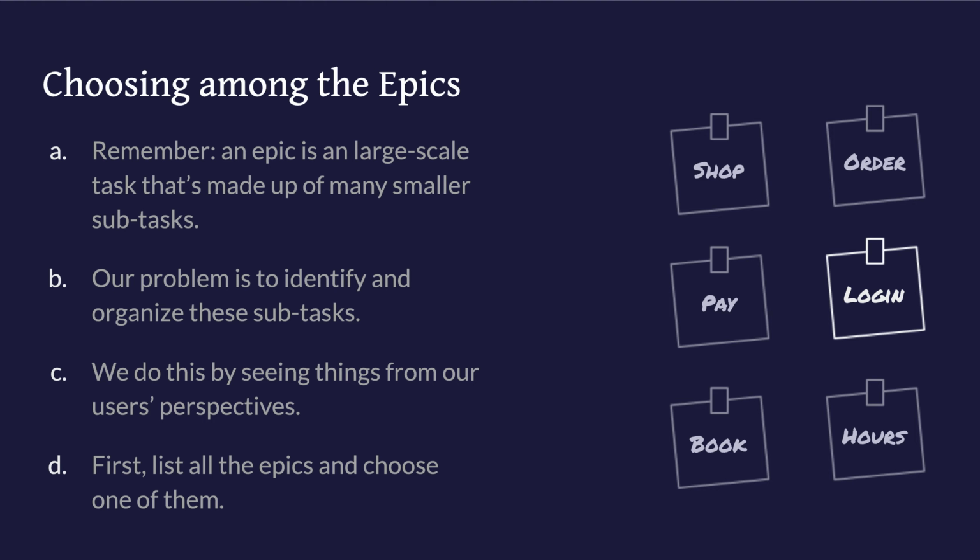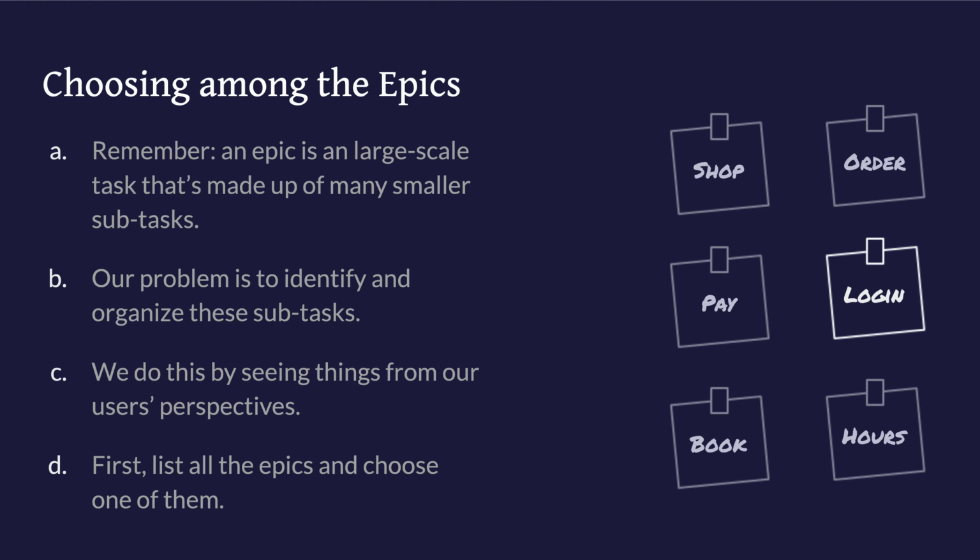Our problem is to organize the subtasks that come along with each of the epics. And this is what a wire flow is all about, really, an organization of the different subtasks. So we do this by putting ourselves in our user's shoes and trying to imagine the things that they would need or want as they're walking through a task. So this is very much an exercise that requires you to use your imagination.